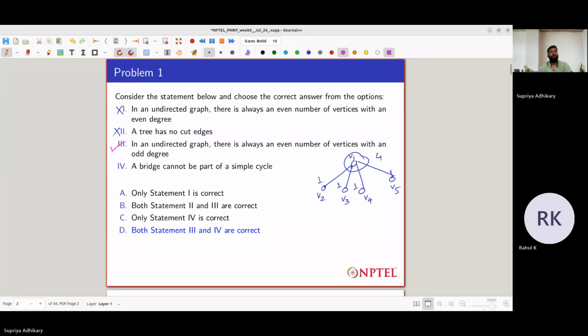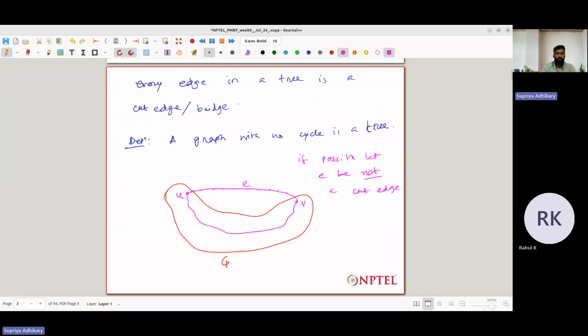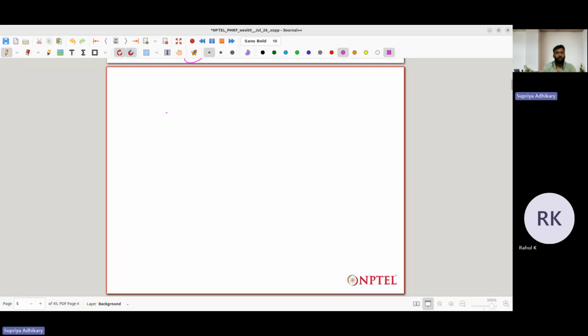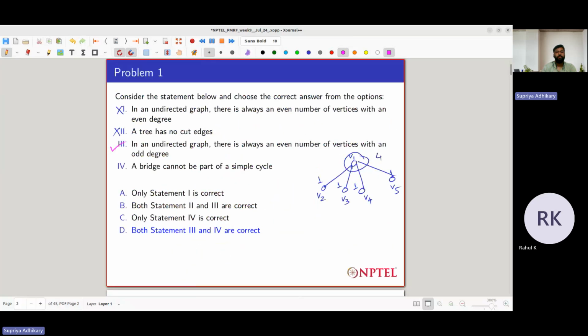Okay. And finally, we have a bridge that cannot be a part of a simple cycle. So what does that mean? If we have a simple cycle like this, it says that if we have a simple cycle, then none of the edges can be a bridge. That's what it meant by this statement over here.